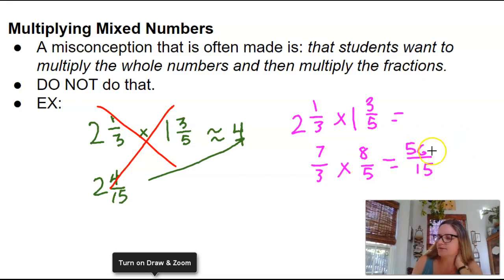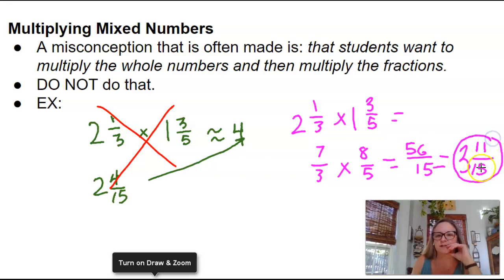Then I have to make that back into a mixed number. Now 15s are easy to count to because I think of a clock: 15, 30, 45, 60. So it can't be 4, so it has to be 3. And then when I take 3 15s, it's 45. I'll have 11 left out of 56, and then add a 15. Now, that is the division problem, right? 56 divided by 15. So 3 and 11 15ths is my answer. Now I compare that to my estimate, which is 4. That's pretty close to 4, so it makes sense.